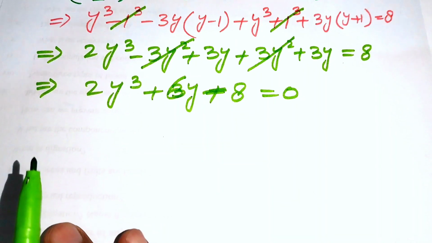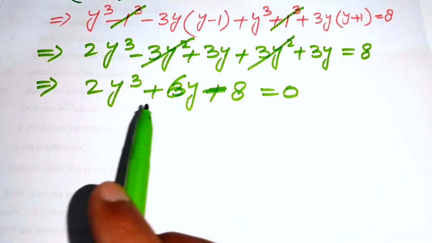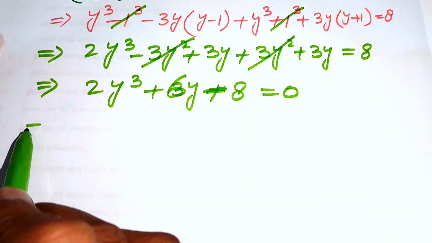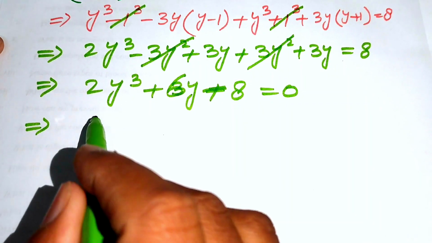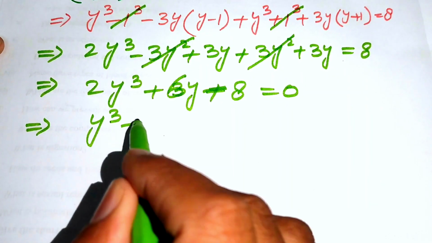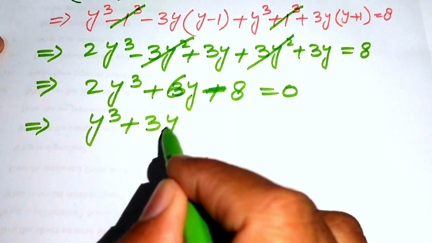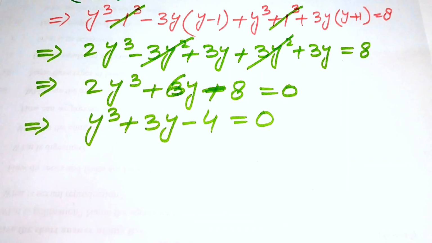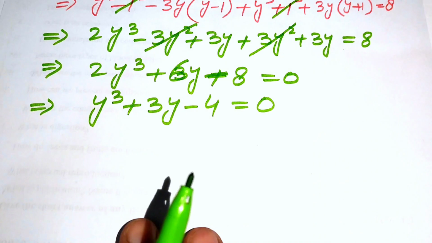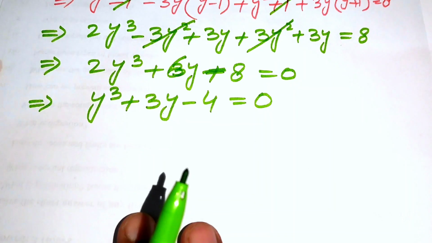So now in the next step we will just divide each side by 2, and we can obtain here y^3 + 3y - 4 = 0. So here we get this cubic equation, and now we can easily factor this cubic equation.